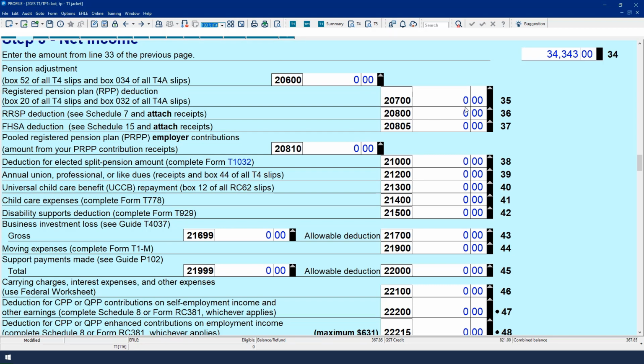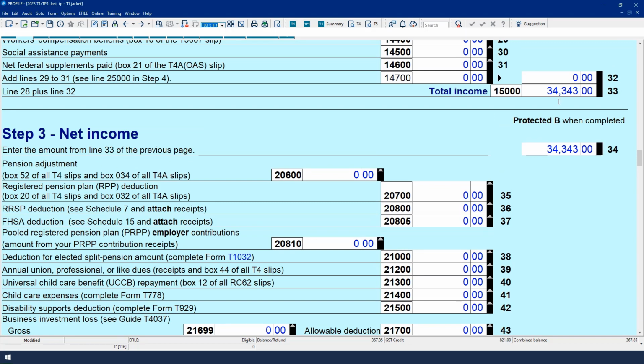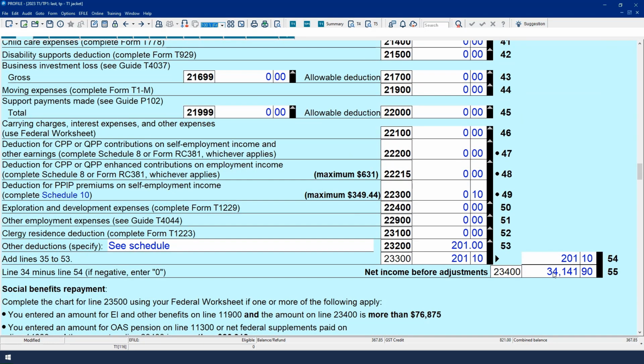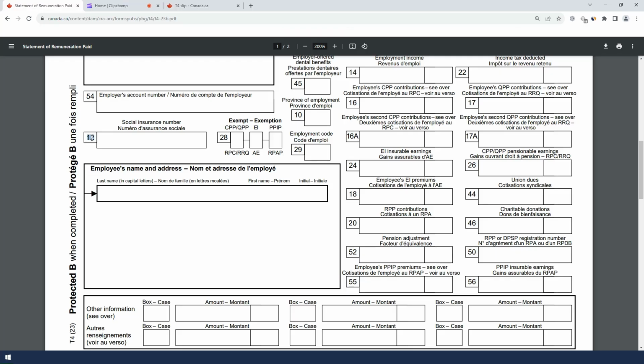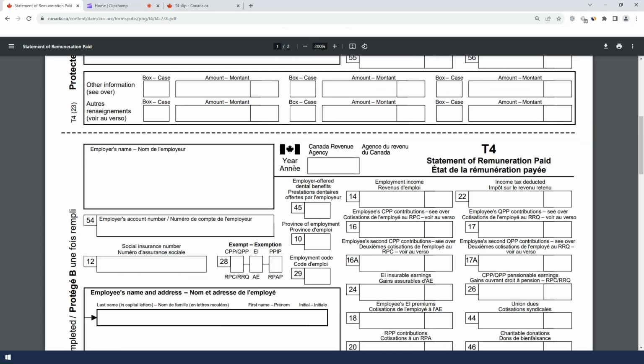So they're both next to each other, and they both will reduce your total income, giving you a net income that's lower than your total income. And therefore, if your net income is lower, then your taxable income is lower. And of course, box 12 has your social insurance number. And if you're filing your own taxes, obviously make sure the year is correct. Sometimes you might mix up your T4 with last year's T4 and you're using the old T4. So always look at the year to make sure you've got the correct year.